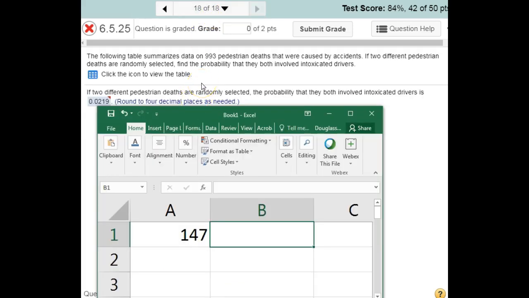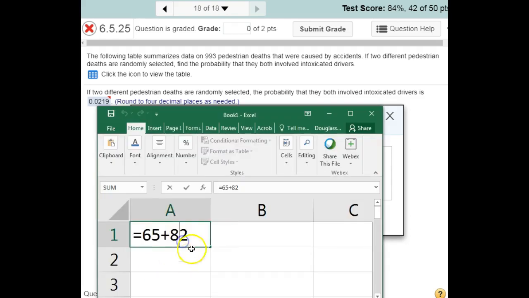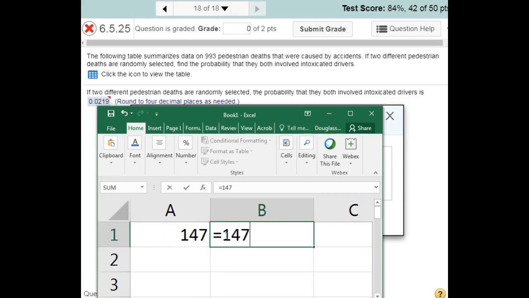In this next question, we're again looking at a table of data here involving pedestrian deaths. And we're going to answer this conditional probability question. If two different pedestrian deaths are randomly selected, what's the probability that they both involve intoxicated drivers? And so we need to find out the total number of deaths that involved intoxicated drivers, which would be that 65 plus that 82. And so it's that many out of the total. And so the proportion here, which gives us the probability, is that out of the total. And so this is the probability that one randomly selected pedestrian death involves an intoxicated driver.